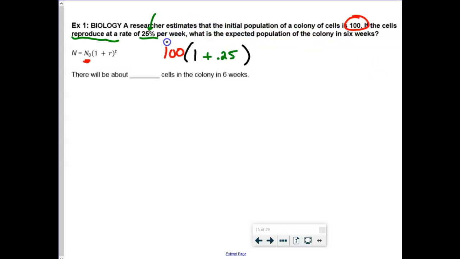And it's measuring, keep note of what the time values are. Sometimes they get sneaky in PreCalc. This is per week. And they do keep the same label on my time later on in the question. So 6 weeks later means you're going to be plugging in a 6 for the variable t.